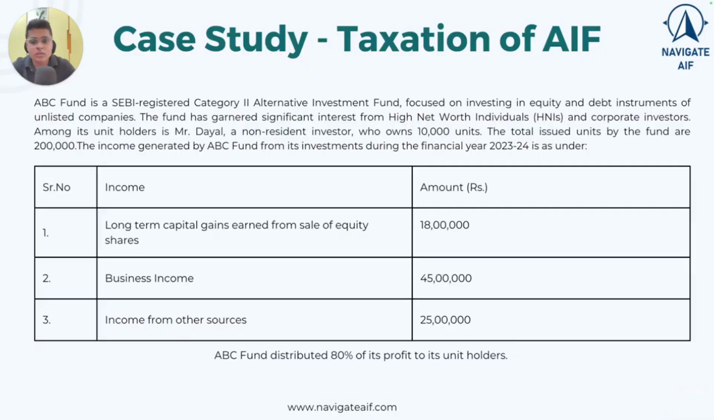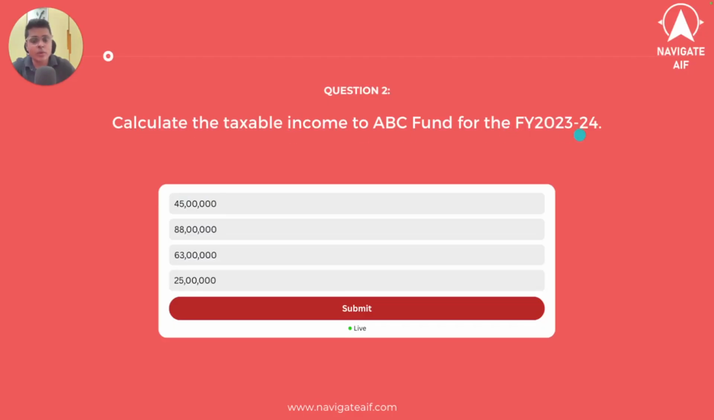So let's see what the question says. Calculate the taxable income to ABC Fund for FY 23-24. Now what do we know? We know that category 2 AIFs and category 1 AIFs have pass-through status. So the liability would be discharged by the unit holders for all income other than business income. For business income, the liability will always be on the fund itself.